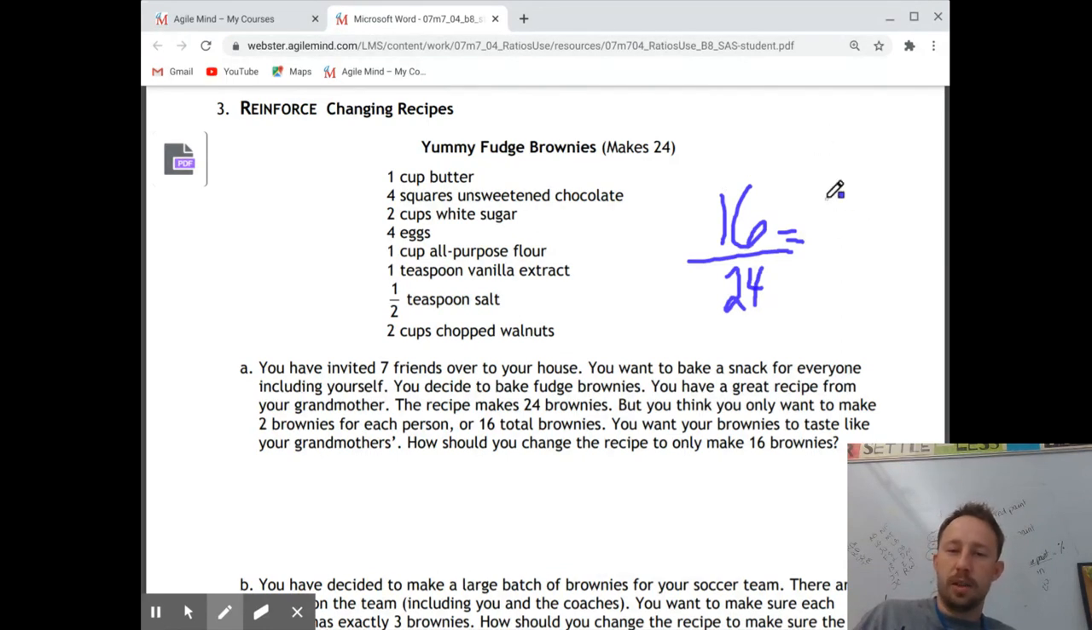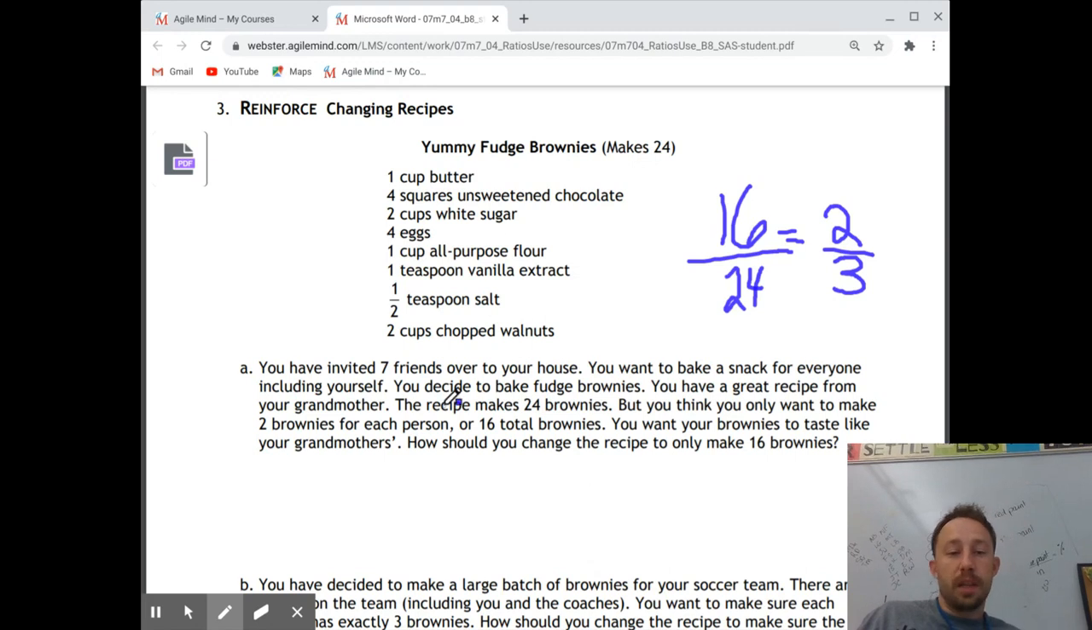All right, so if you do this, 16 divided by 8 is what? 2. And 24 divided by 8 is 3. Good job. So we get 2/3. So this is actually the scale factor that we would need to use to do what? Make 16 brownies. That's right.